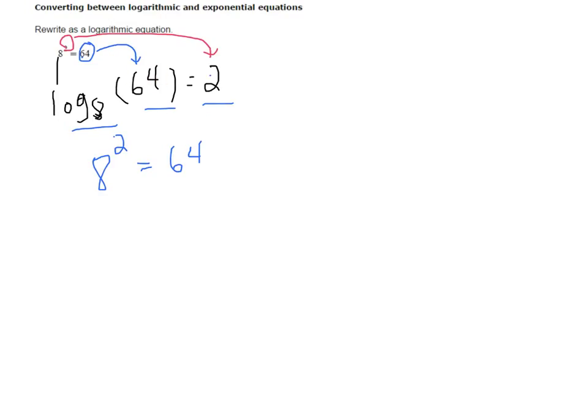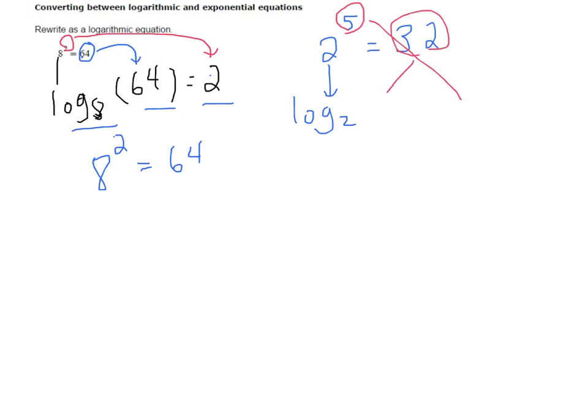So let's take a look at another one. So we'll start with an exponential equation. Let's say 2 to the 5th power equals 32. So we can rewrite this as a logarithm. So again, the base stays the same, and so we have log base 2, and then the exponent comes over here, and the answer comes over here. So log base 2 of 32 equals what the exponent is, so that's going to be 5.